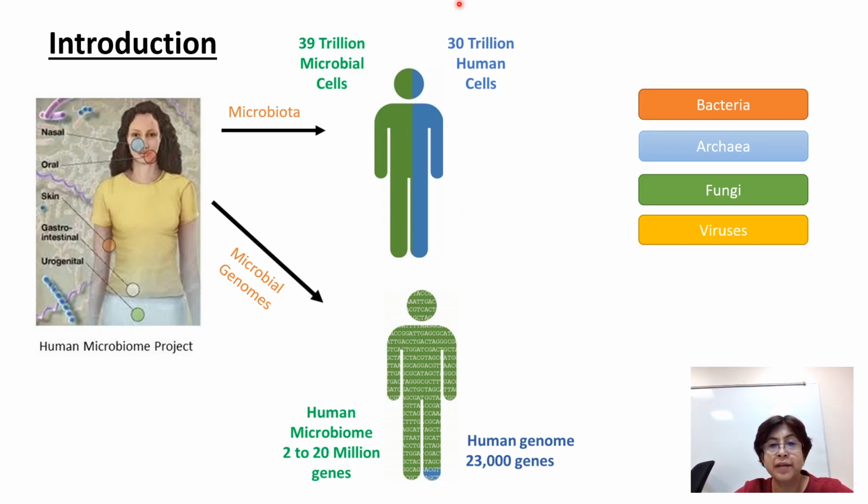Humans are superorganisms consisting of about 30 trillion human cells, and microbial cells make up to 39 trillion cells. So we have more microbial cells than human cells. Every human has 23,000 genes, and the human microbiome has 2 to 20 million genes.